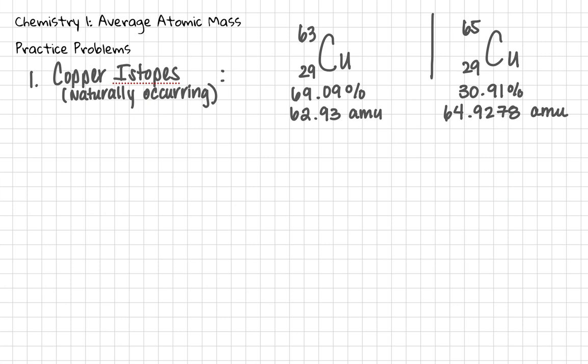So the first one is a question about copper isotopes that naturally occur. And then they give you two, copper-63 and copper-65. The first isotope has a natural occurrence of 69.09%, and then this is the AMU, the mass. And then the second one has a natural occurrence of 30.91%, and they give you the AMU.